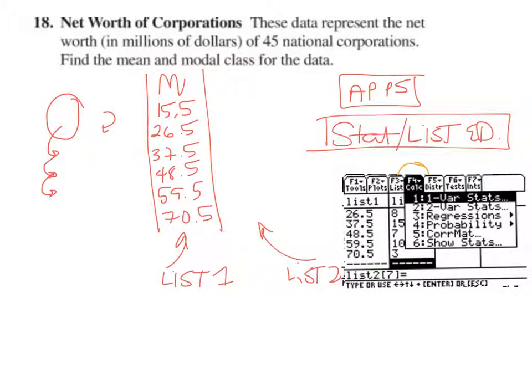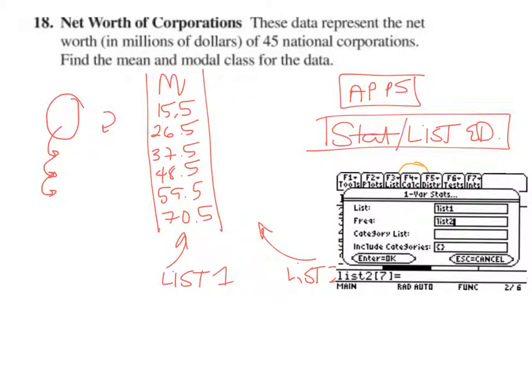All right, so then you hit one variable, stats. Then put list 1 where the list is. That's where your midpoints go. And the frequency is where we put list 2, because list 2 was our frequency. So where it says frequency, you change that from the number 1, because each one of these midpoints didn't just happen once. They happened as many times as it says it happened in list 2. So this is telling me that 15.5 happened twice, 26.5 happened 8 times, and so on. So list 1 and list 2, and then hit enter for OK.